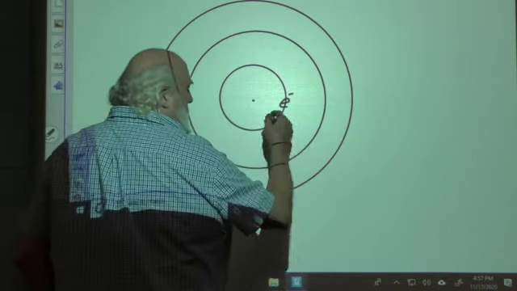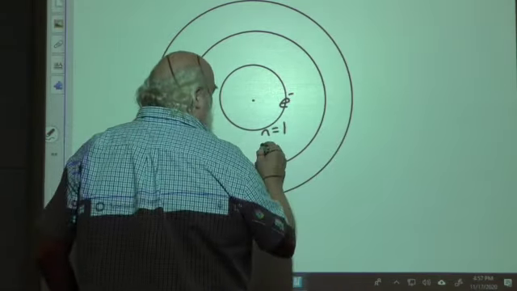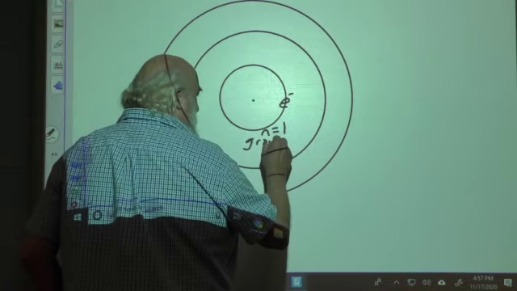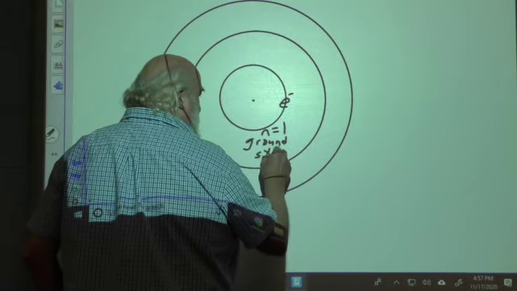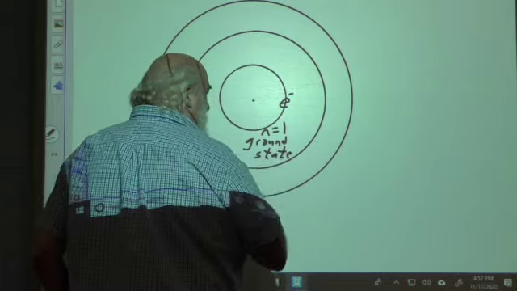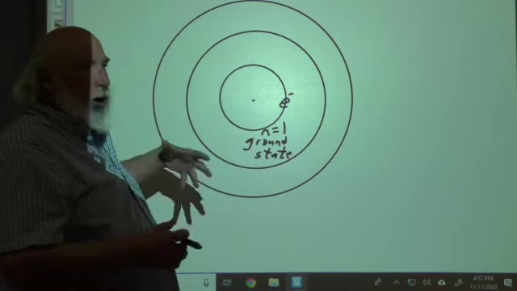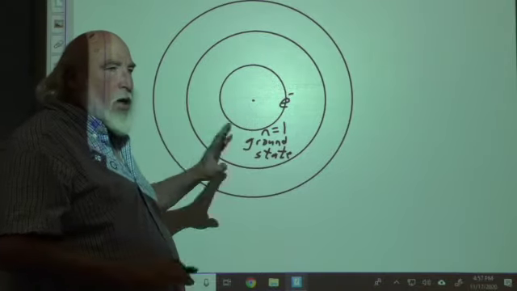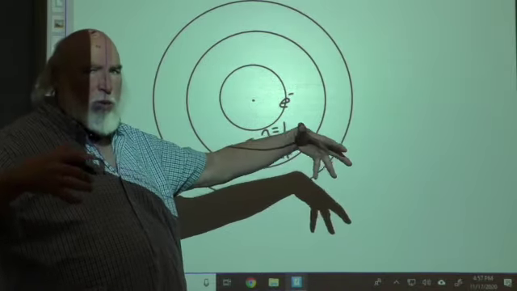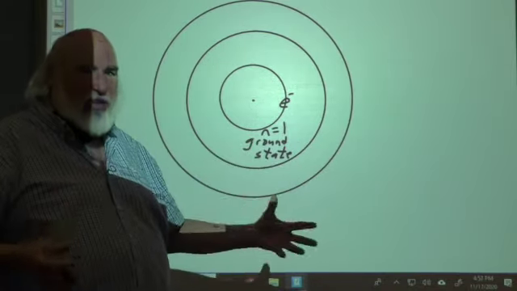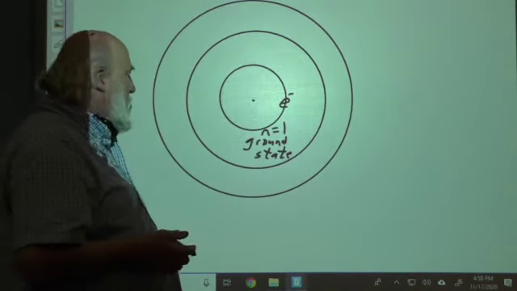But this is called the ground state. N1 is the ground state. This is where it's normally found. Now, when you get bigger atoms, the ground state is going to be farther away. But we're just looking at hydrogen, because that is what Bohr based his ideas on, the simplest of all the atoms, which is hydrogen.